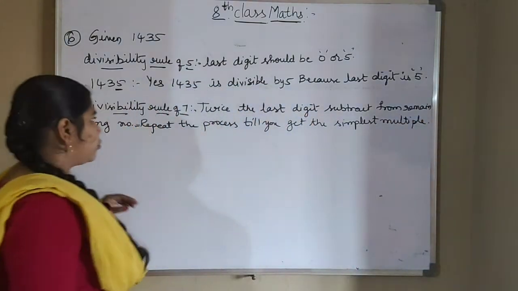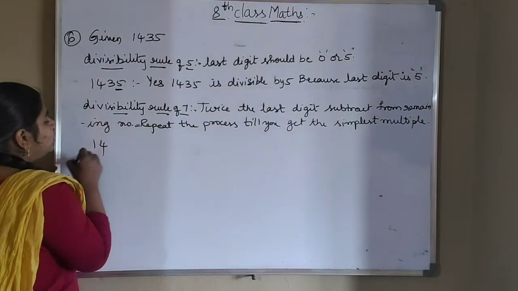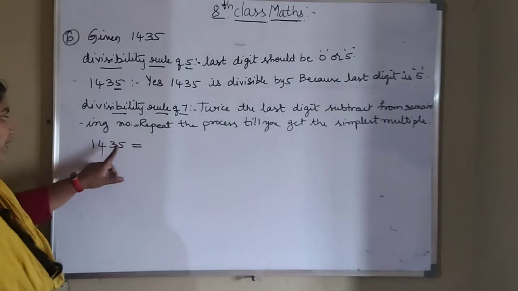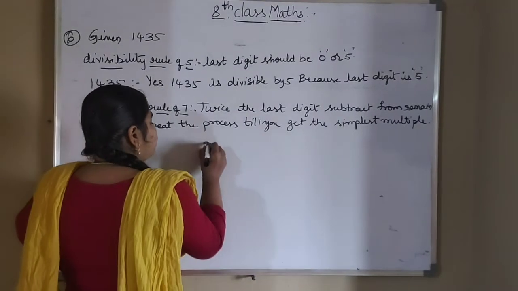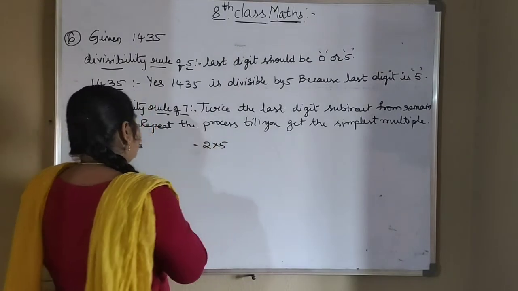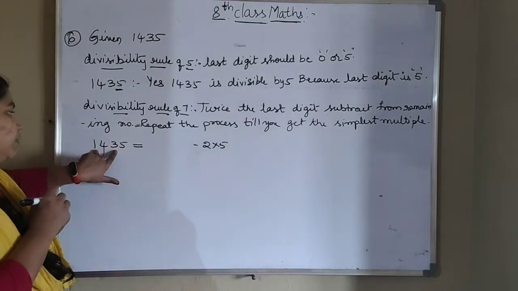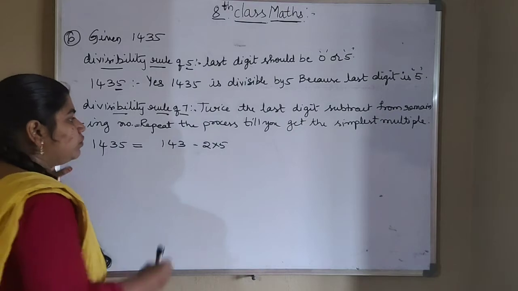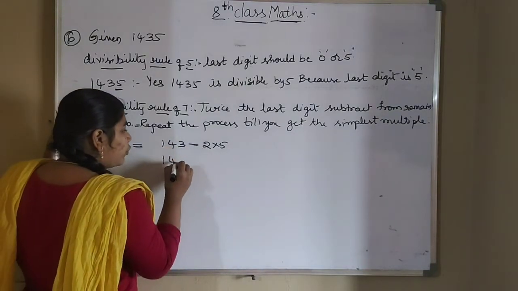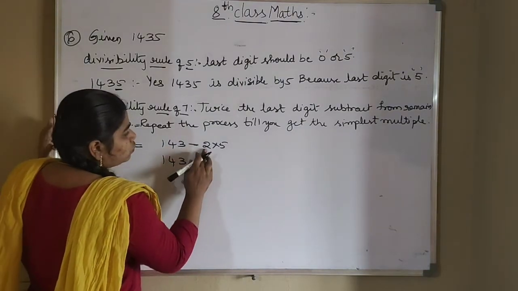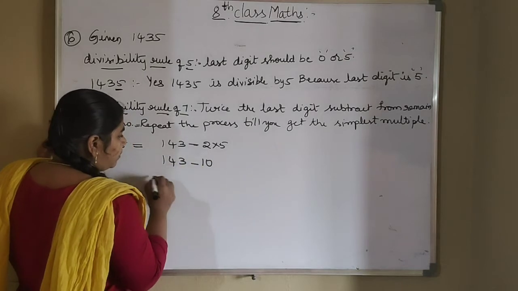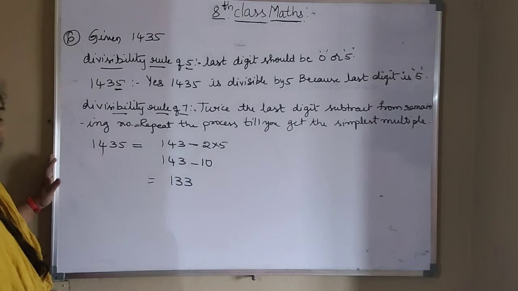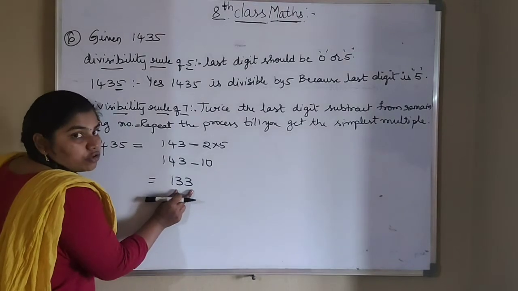Okay, so we will do the process of this. What is the number? 1435. So what we have to do? Twice the last digit, that is 2 into 5, and subtract it from the remaining number. That is 143 minus 2 into 5. 2 into 5 is 10. If you subtract this, how much you will get? 133. So 133 will go in the 7 table or not, we don't know.